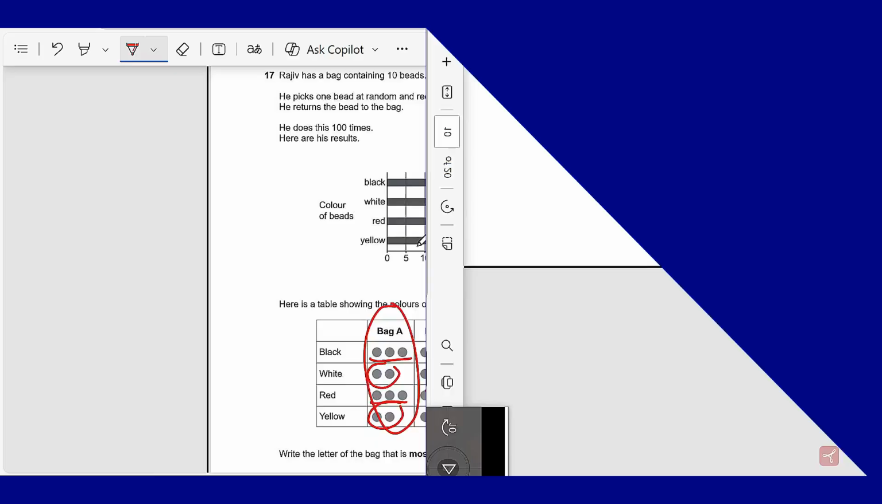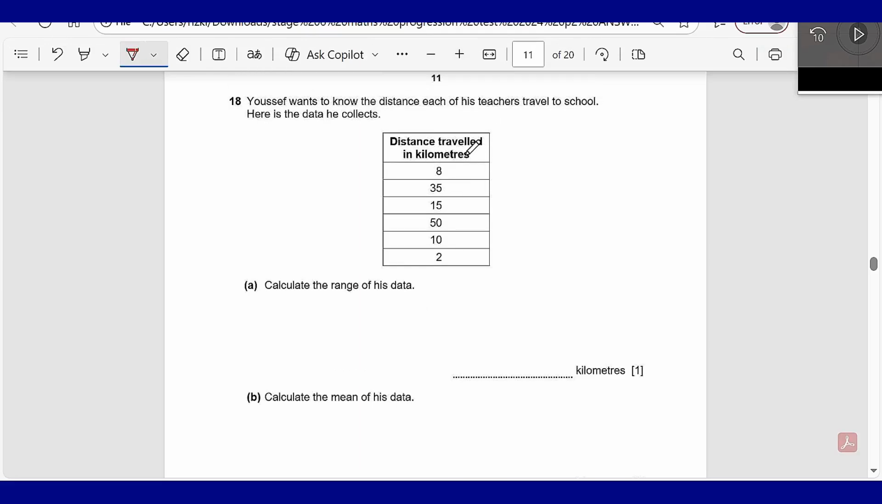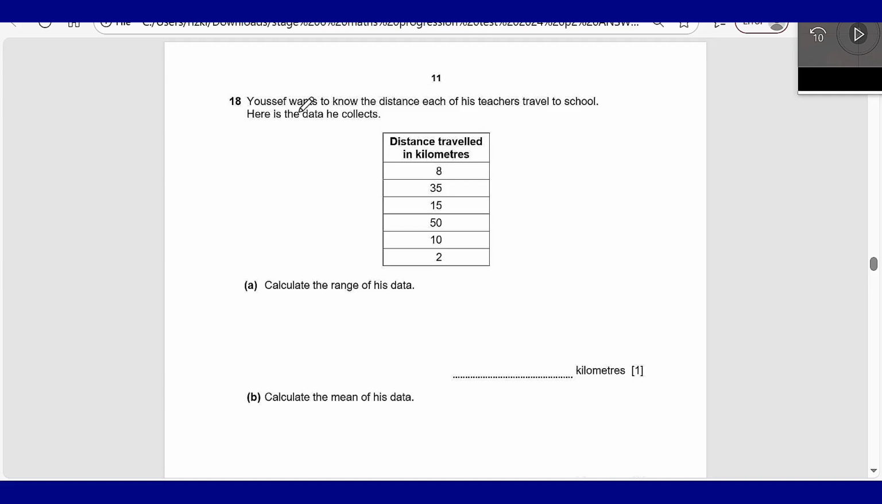Okay, let's move on. Okay guys, number 18. Yusuf wants to know the distance each of his teachers travels to school. Here is the data he collects. Distance traveled in kilometers: 8, 35, 15, 50, 10, 2. Calculate the range of his data.